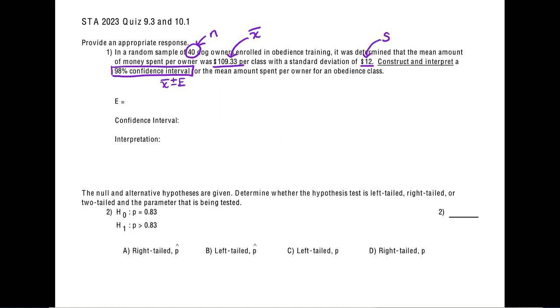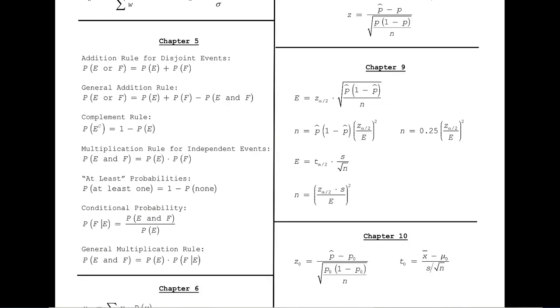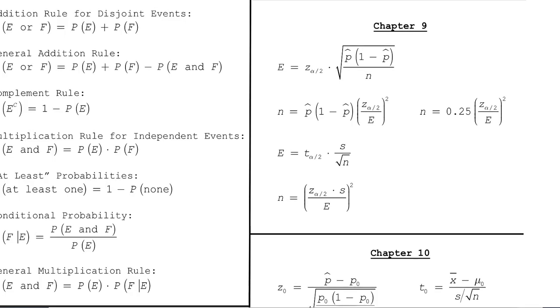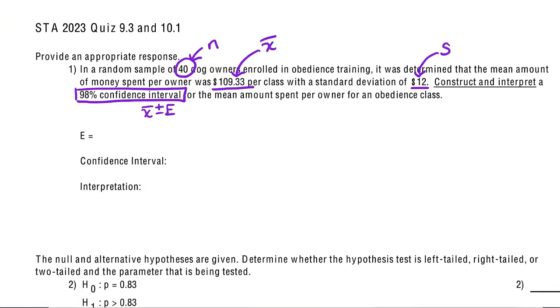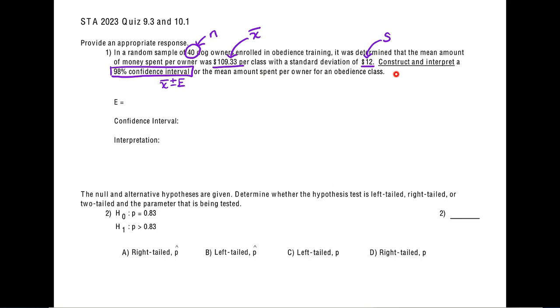Now I'm going to go to my formula sheet. We are in chapter 9. I know that I'm using E, but I have to figure out which E I am using here. Looking at the E's that I have, this one has p hats, this one has s, so I know I'm using this formula to find my E. E is equal to my critical value times s divided by the square root of n.